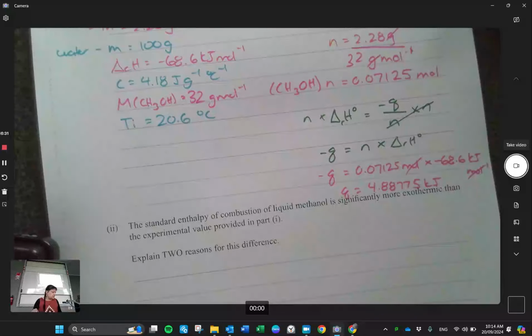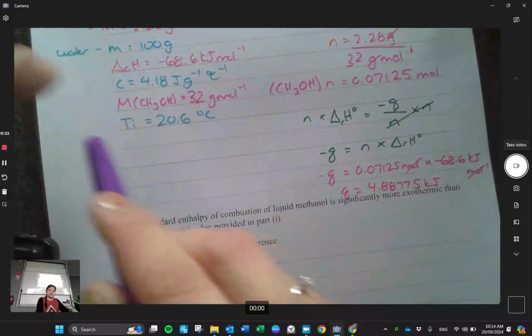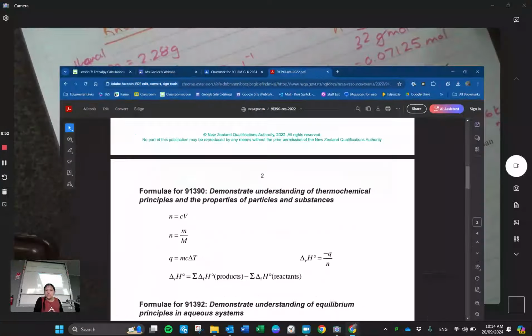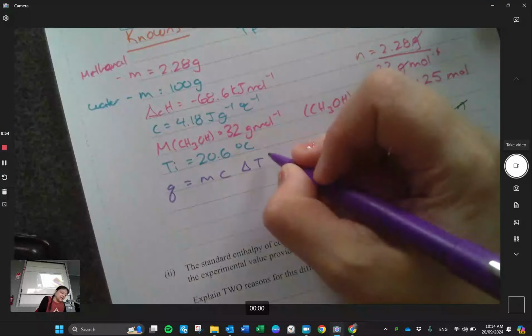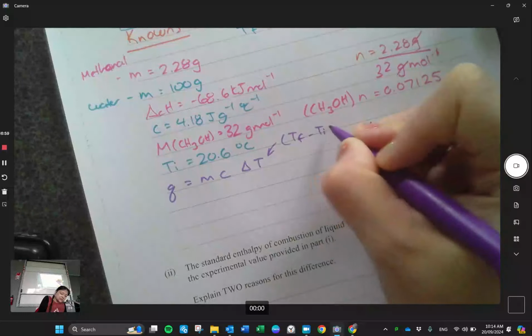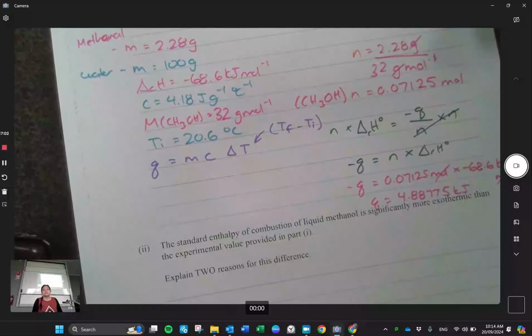All right, keep going. All right, I'm going to start moving things this way because I'm running out of space. So now I can do this Q equals M times C with the delta change of temperature. So let's do that one. Q equals MC delta T. So delta T just means change in temperature. So when I'm thinking about change in temperature, this actually means the final temperature minus the initial temperature. We good?